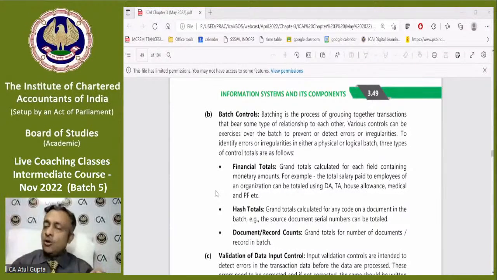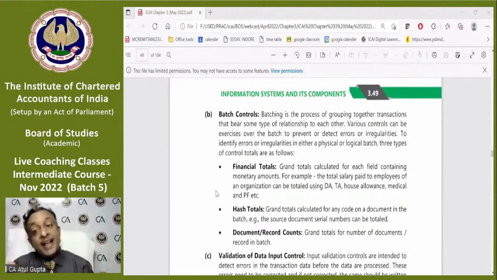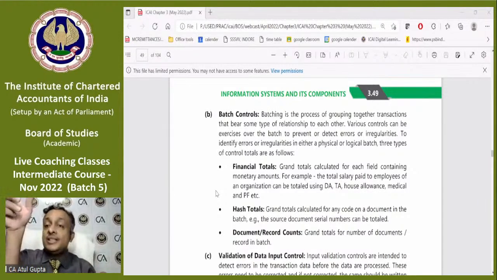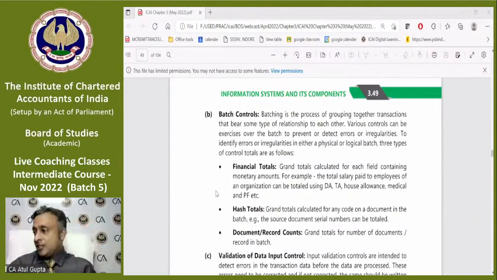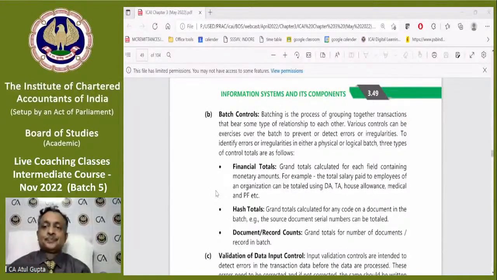Financial total is the total of, say, suppose 2000 NEFTs are to be done in 2 hours. Financial total will be the value of NEFT. Hash total will be the value of any other numeric field than the value. Say, for example, NEFT is to be done, so there is a related check number. So as a hash total, you can total the check number and then process. That becomes hash total. And document record of 2000 transactions. So that is batch controls. Okay.